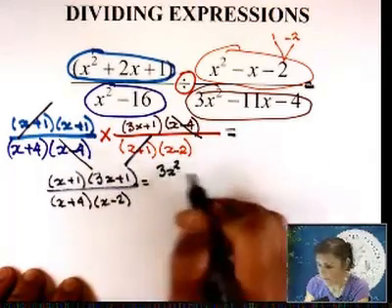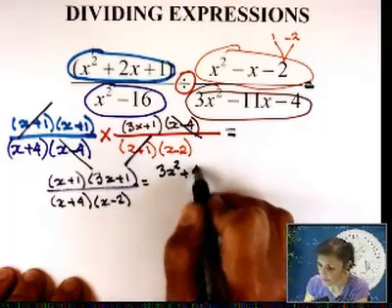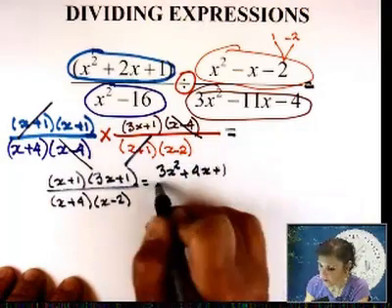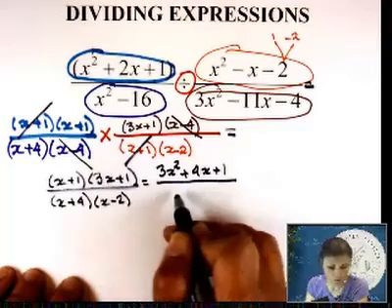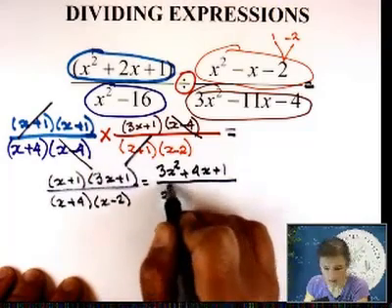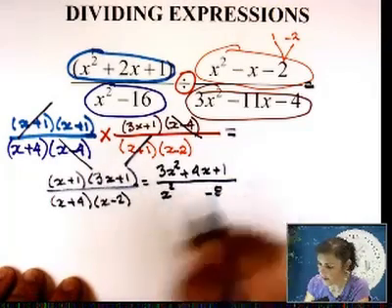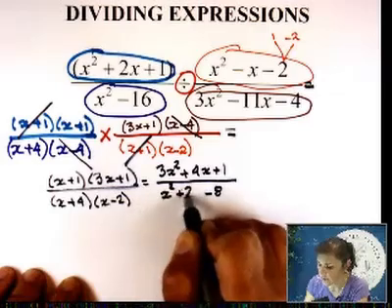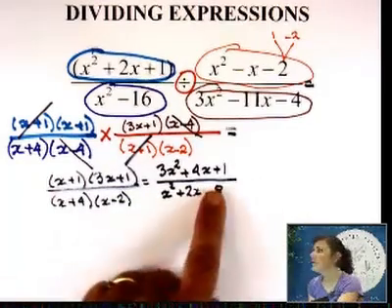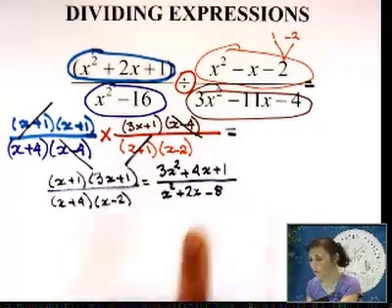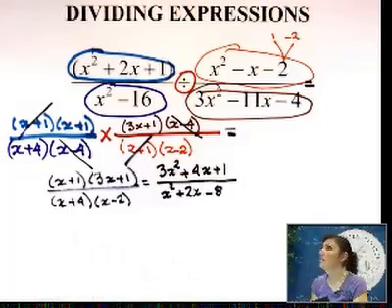3x squared plus 4x plus 1 over, what is the bottom one? That's going to be x squared. It's negative 8, 4 minus 2, so that's plus 2x. Either this answer or this answer. Either one is going to be fine.